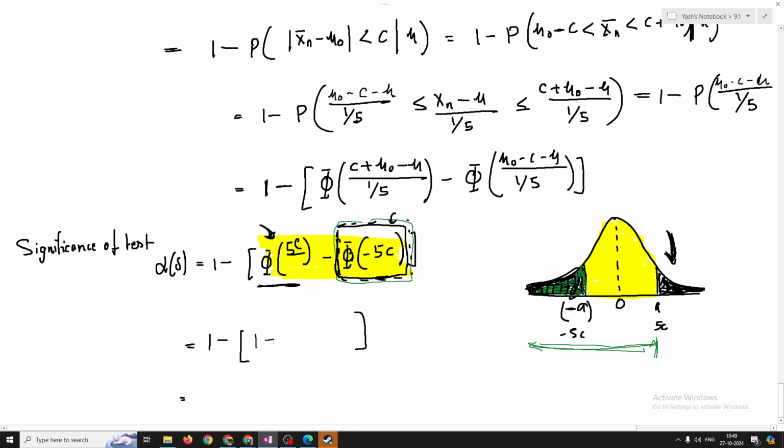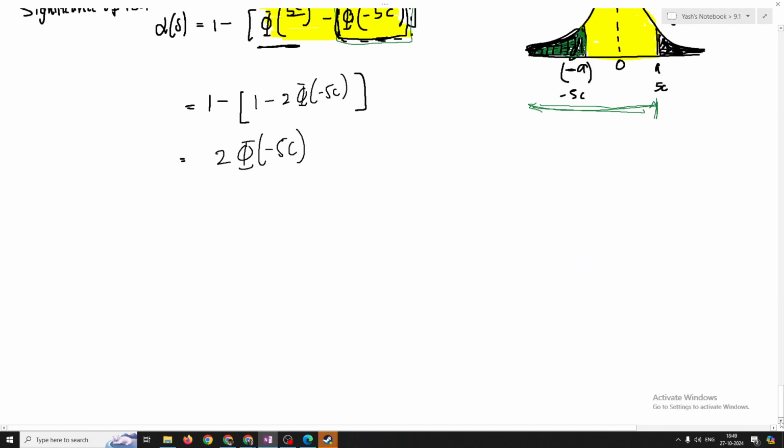Yeah, so this is just 1 minus 2 times phi of minus 5c, and now it makes sense. Now if you do it, you just have this, right? The 1s cancel out. Now the question says that I need to pick this c such that this value is equal to 0.05. So according to the problem, my size of the test should be 0.05, which implies that 2 times phi of minus 5c should be equal to 0.05.